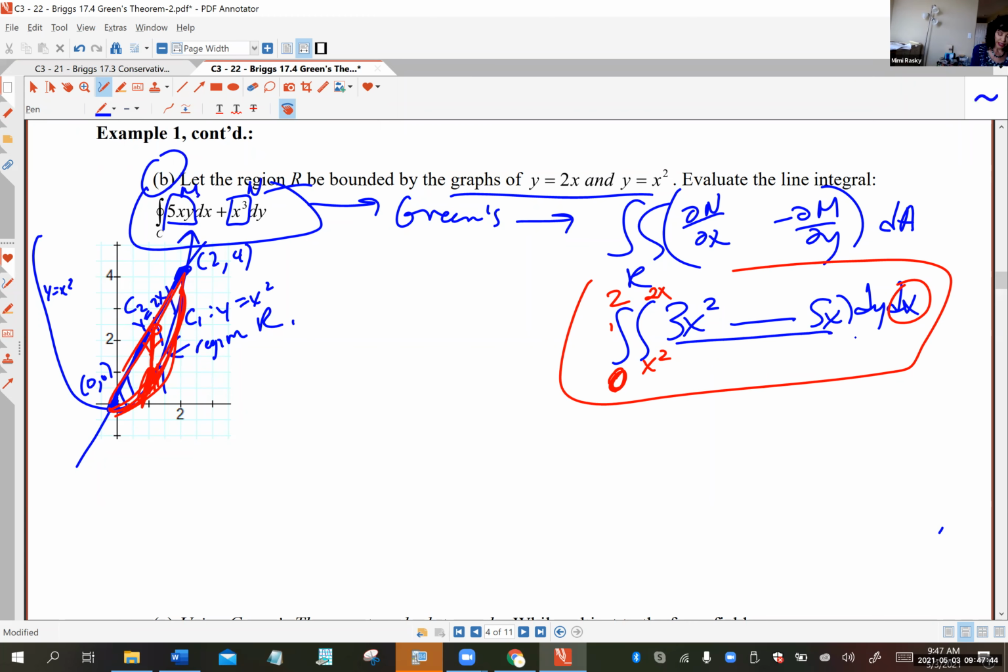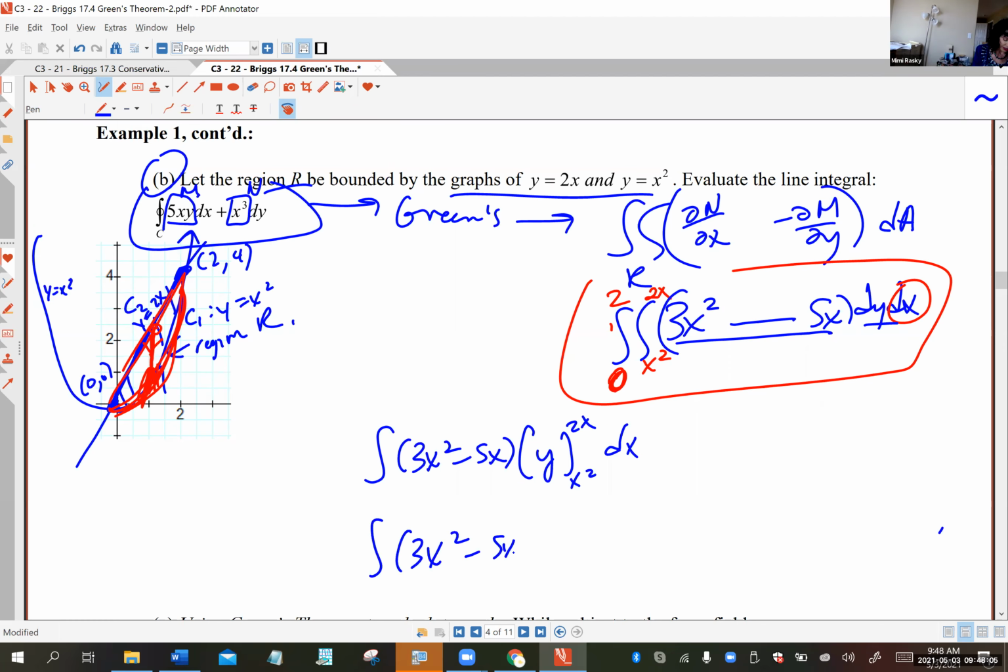So 3x squared minus 5x, you're going to integrate it with respect to y. Well, that just looks like a constant with respect to y. Exactly. So I'm just going to leave it and then put the y there and evaluate the y going from the lower limit of x squared to the upper limit of 2x. And you know the drill. You're going to first plug in the upper limit because you're supposed to by the fundamental theorem, and then plug in your lower limit. And then this is just a Calc 1 problem.